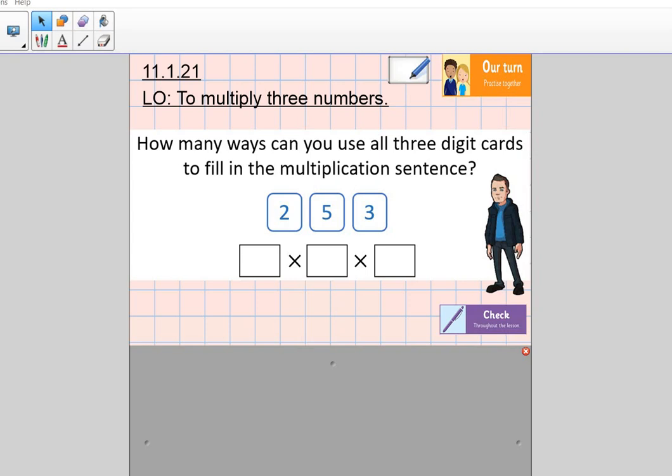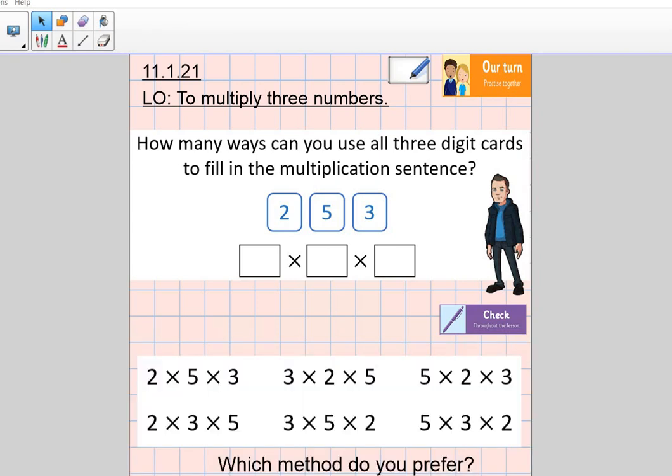Now have a go at this. How many ways can you use all 3 digit cards to fill in the multiplication sentence? You've got 2, 5 and 3. Have a go and then come back to me. Have a look at the answers. How many did you get? Which method did you prefer? I quite like 2 times 5 being 10 and then timesing it by 3 to make the 30.